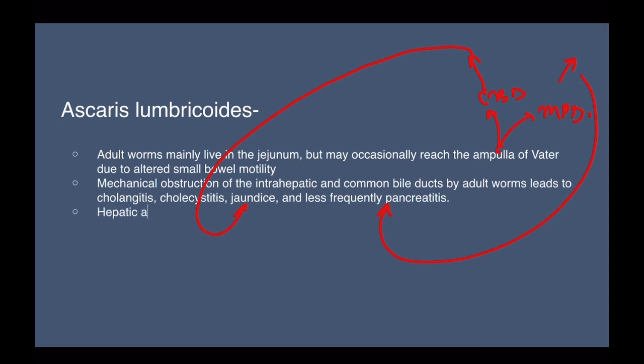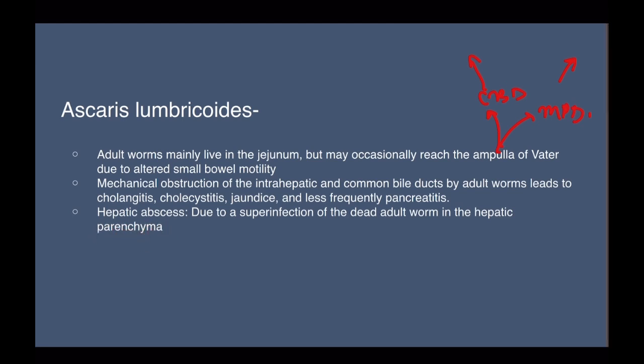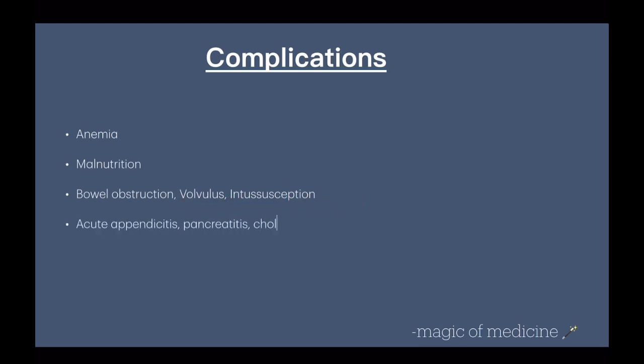Also remember another rare complication, which is hepatic abscess. It occurs due to superinfection of the dead adult worm in hepatic parenchyma. Now again elaborating the complications. First we will read about the intestinal complications, that is anemia and malnutrition. Thereafter the mechanical complications of intestine, which are bowel obstruction, volvulus and intussusception. Next, coming to the ampulla of Vater complications, which are pancreatitis, cholecystitis and liver abscess. Then the rare complications are acute appendicitis, airway obstruction and cardiac tamponade.